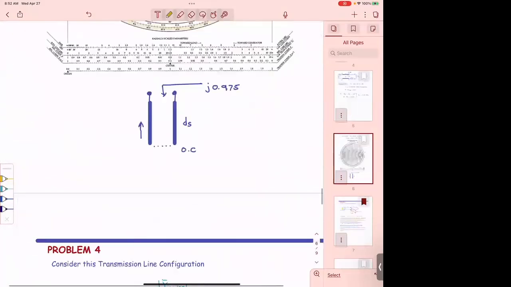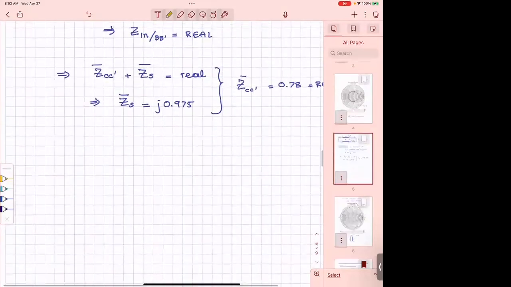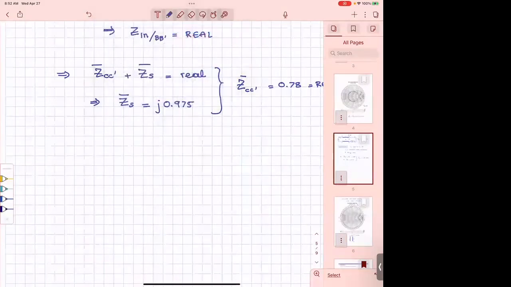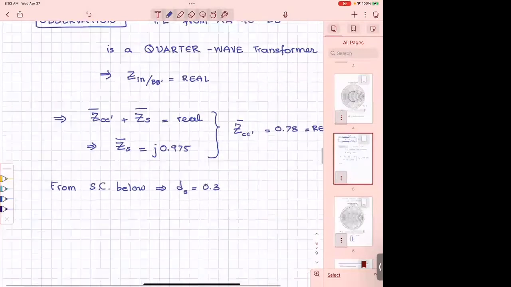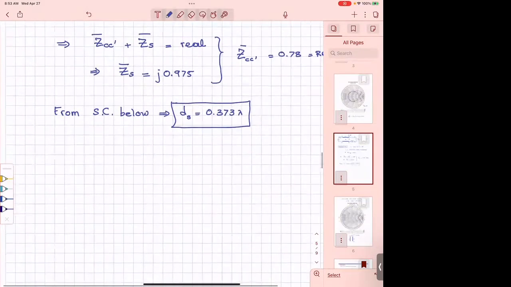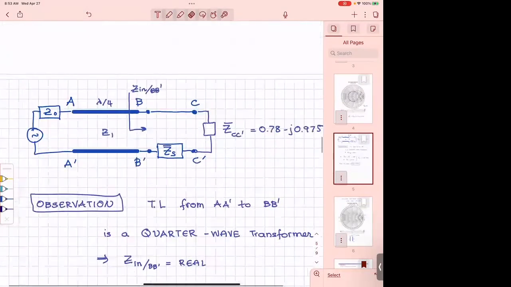And we say, now that I have found the stub length, from the Smith chart below, we concluded that D sub S was 0.373 lambda. So that is important because it's one of the parameters that we need to provide to the solution. And then from here, now we can go back to our problem and say we have the quarter wavelength transformer.